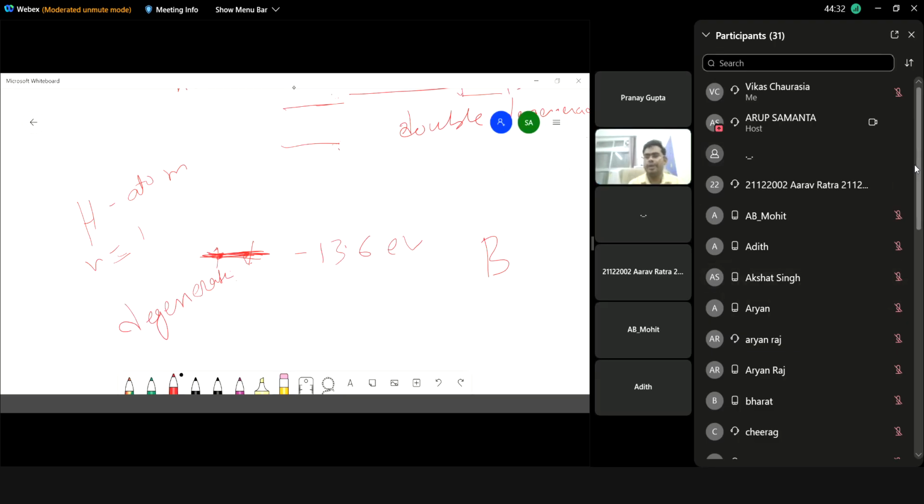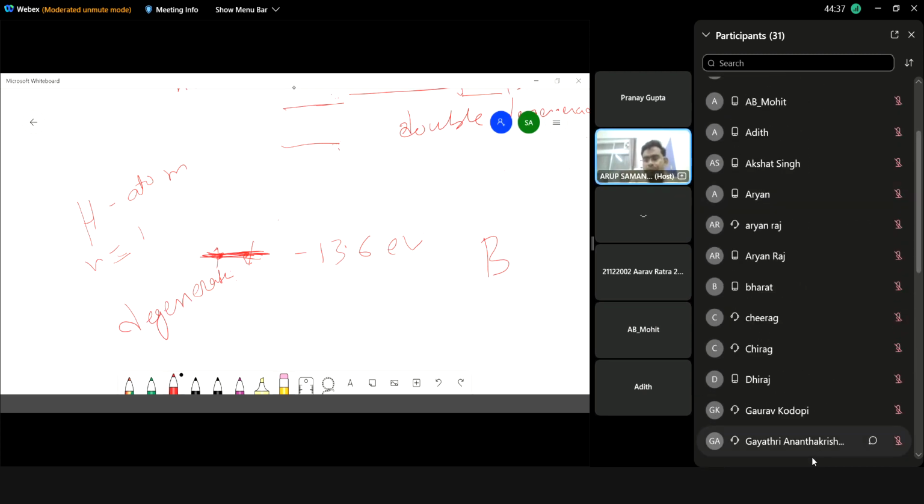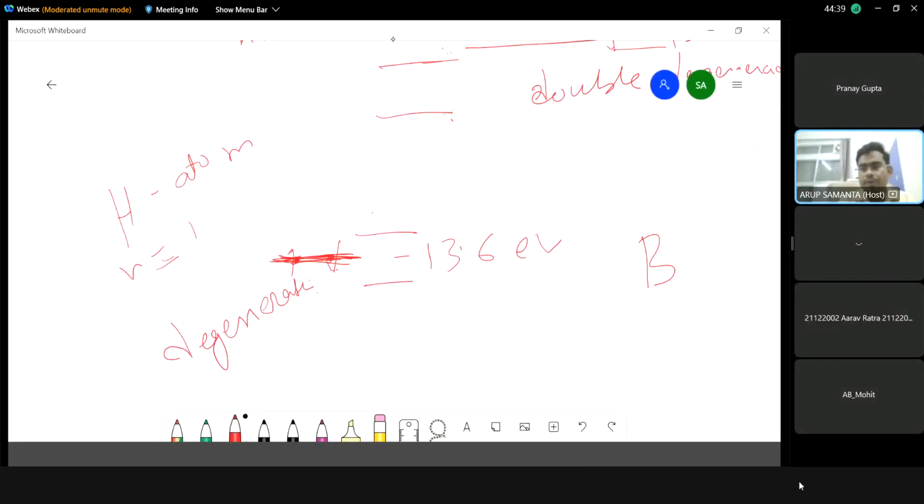If we apply some magnetic field, this will split into two energy levels. Under some finite magnetic field B, this should be split. So one energy level should be lower than minus 13.6. Depending on mu B, the Bohr magneton times B, this amount it could be split. One should go down, one should move up.